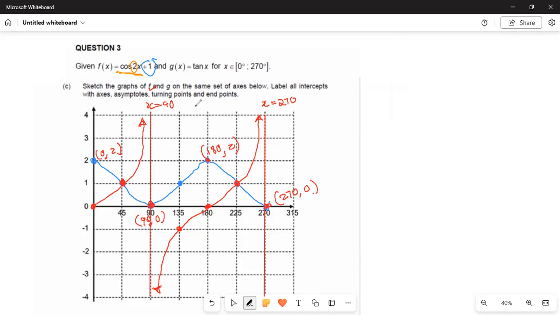There's an intercept. So we've shown the intercept. There's an intercept there at 180 and 0. We have shown the turning point, and here there's the endpoint for our cos, right? And we don't have any endpoints for our tan graph because it goes on and on continuously.